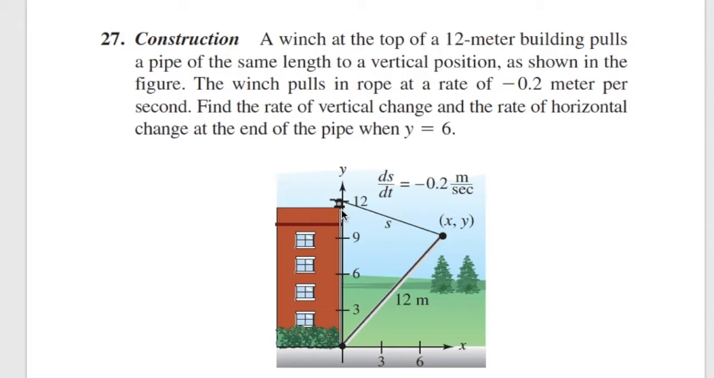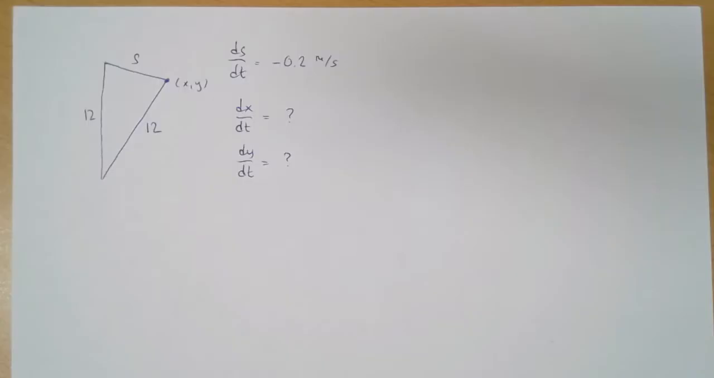Find the rate of vertical change and the rate of horizontal change at the end of the pipe when y equals 6. So because this rope here is getting shorter, the rate of change of the length of the rope is a negative number, negative 0.2. So let's see what we can do with this exercise.